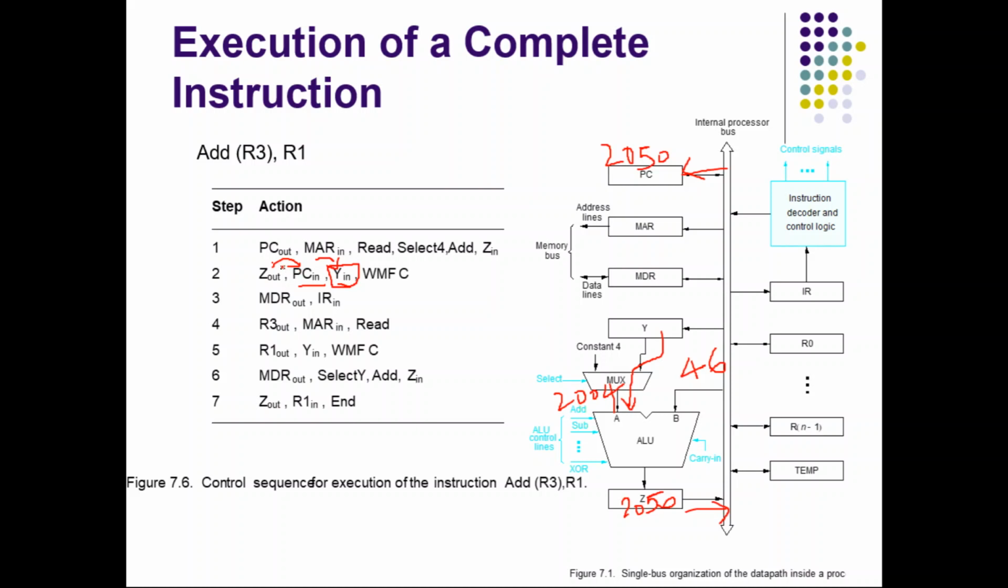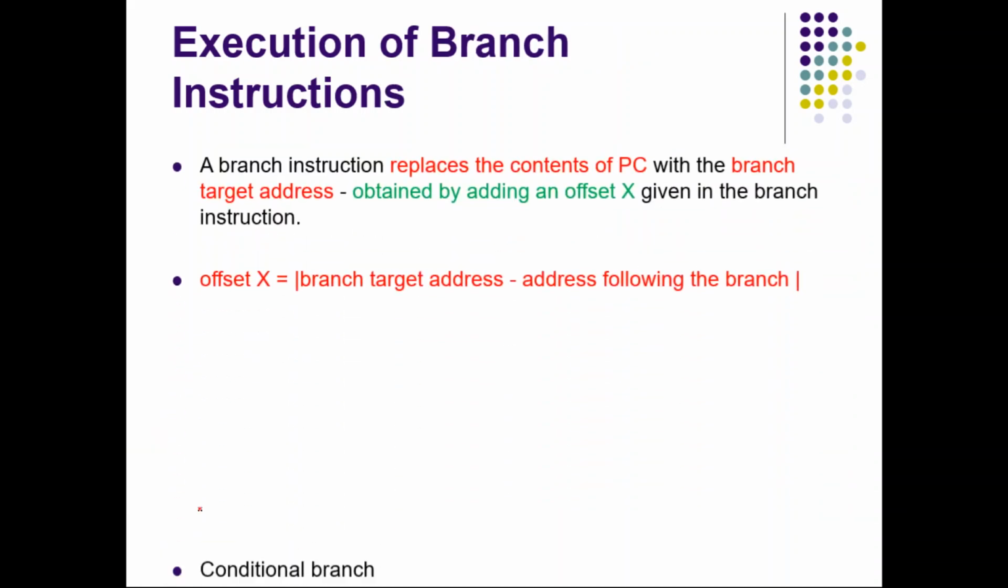Why we keep the updated PC content in Y in is because we don't know whether the current instruction is a branch instruction or not. If it is a branch instruction, we use the Y in, and then we use the offset to get the actual address. If it is not a branch instruction, we just ignore this Y. Y can be used for holding some other operand or whatever it may be. So that's the actual usage of Y, right? With that understanding, let us try.